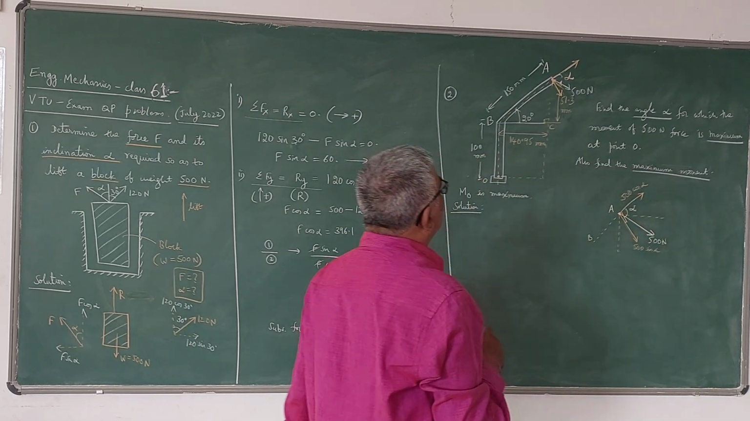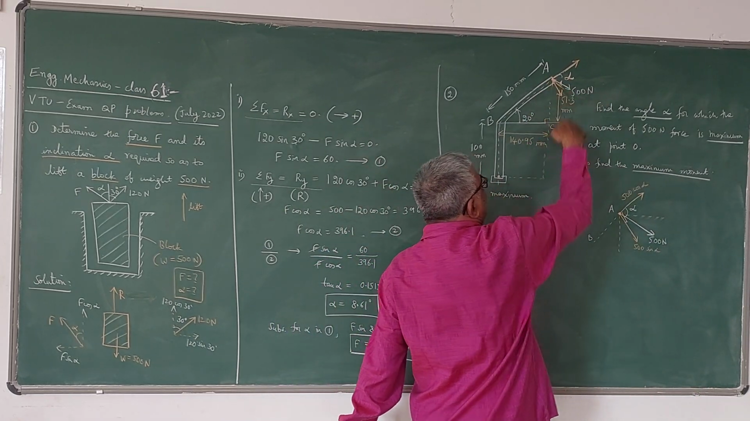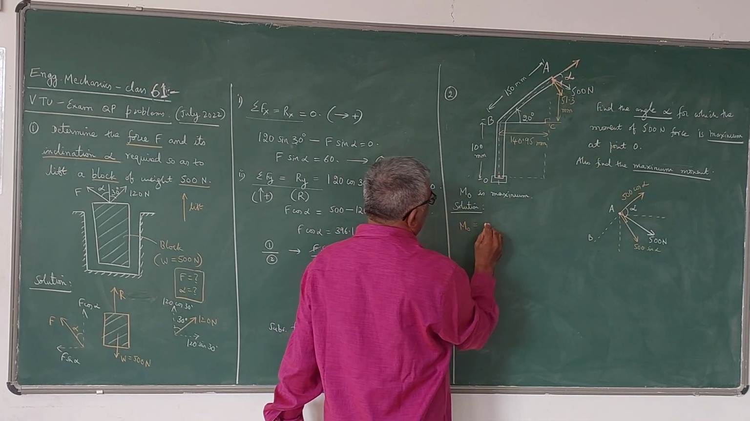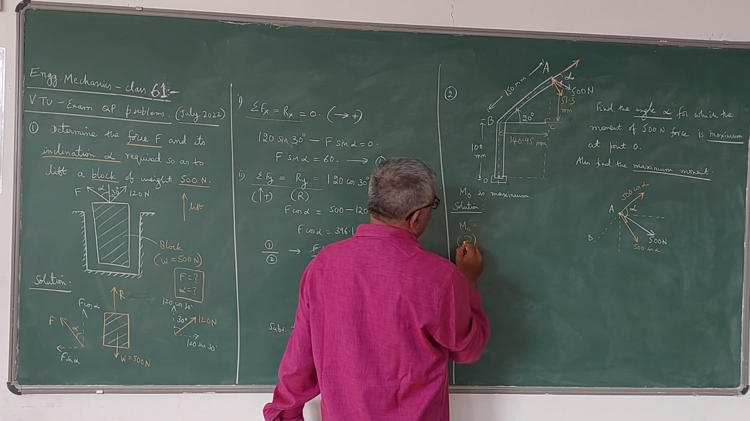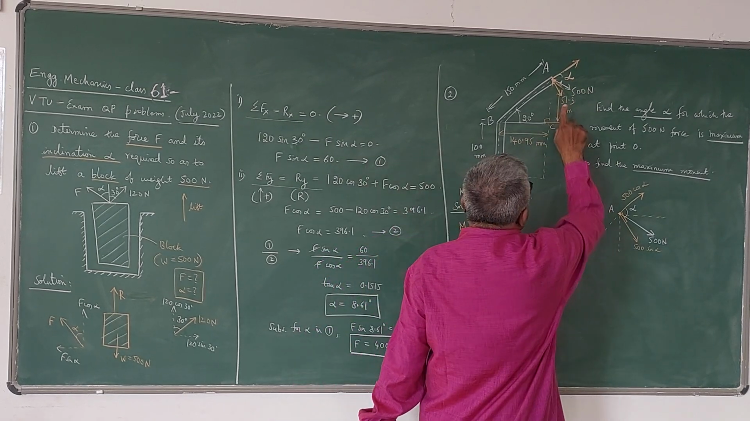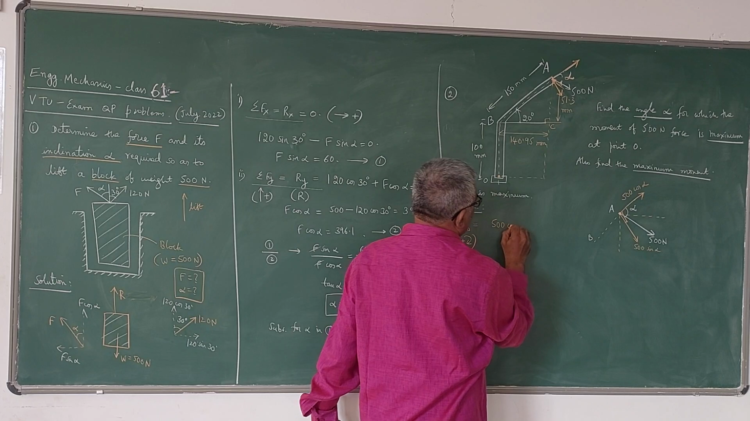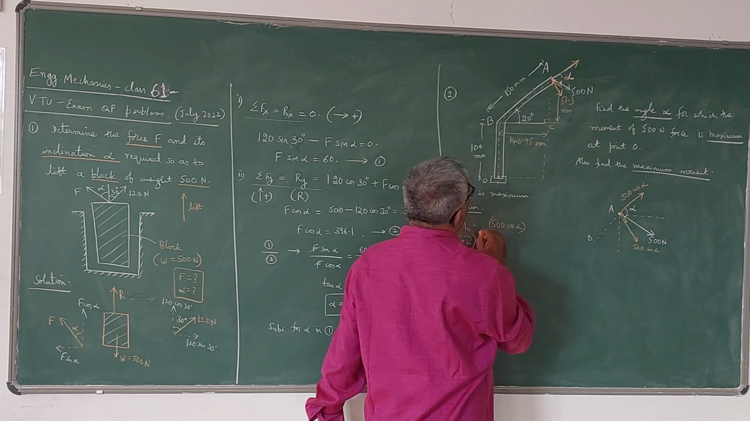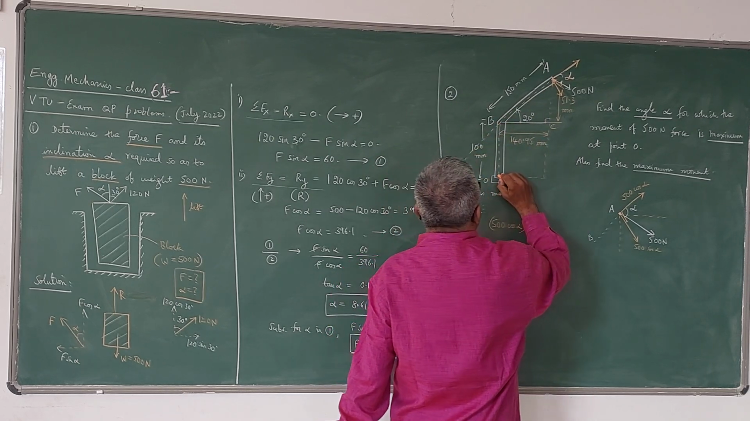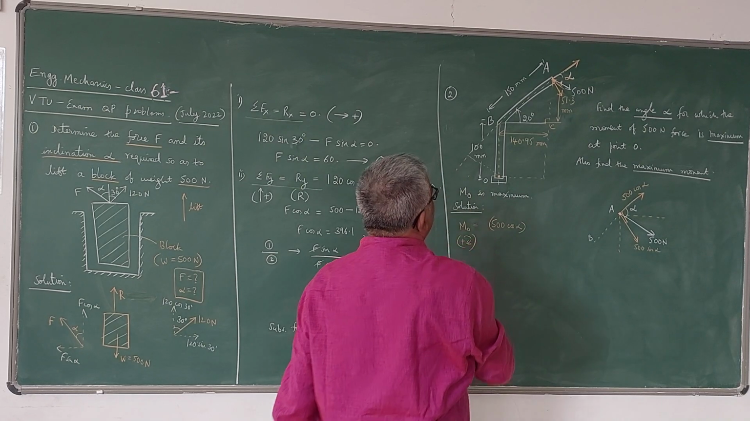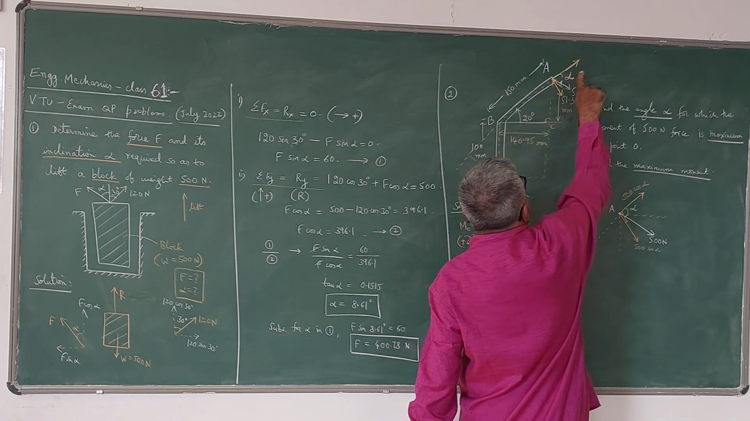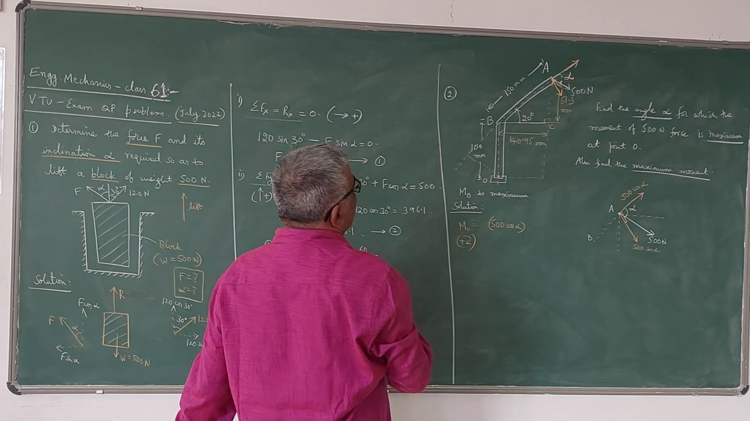Now I have to write the moment of this and the moment of this. Of course both are giving clockwise moment. So sigma MO is nothing but the clockwise moment, which I will take as positive. Moment of this is 500 cos alpha, the magnitude of the force, multiplied by the distance. So this is the distance. You should be careful here. This is the line of action. So for that I need to find this distance.